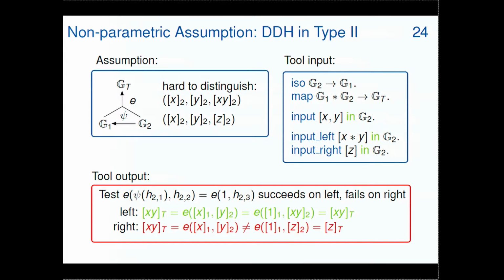And then you run the tool, and the tool either returns that it's valid, or in this case, it gives you the attack where the adversary takes x, uses the isomorphism to send it to G1, and then multiplies x and y, and then compares the result with this. And then the check succeeds on one side, and it fails on the other side.